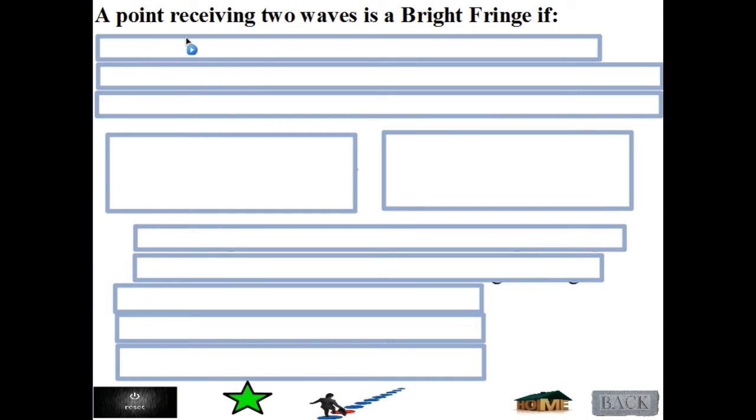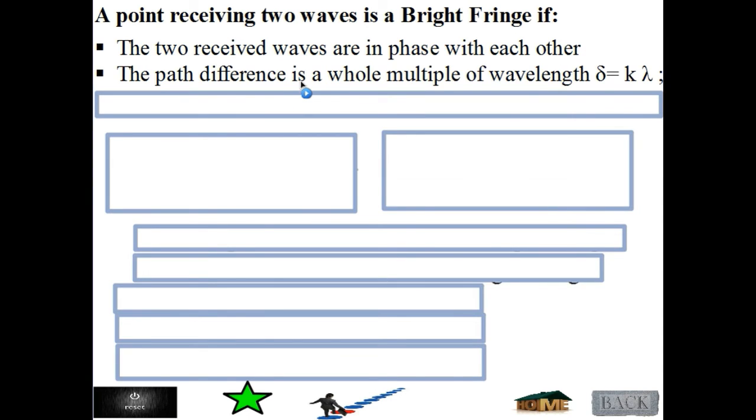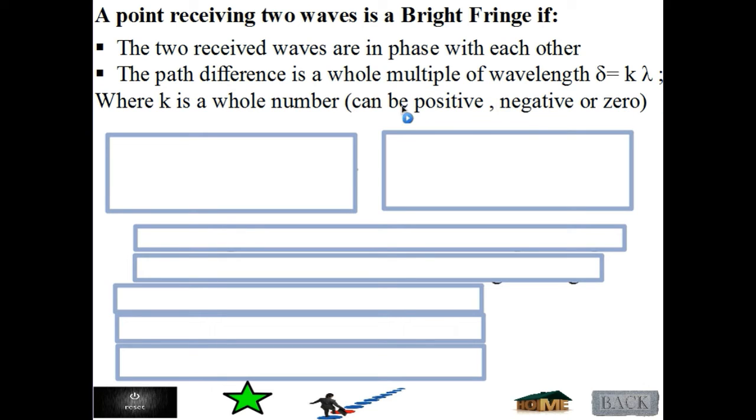A point P receiving two waves is a bright fringe if the two received waves are in phase with each other. The path difference is a whole multiple of a wavelength. So delta is k lambda. Of course, k is a whole number, can be positive or negative, or zero. If it is zero, then delta is zero.